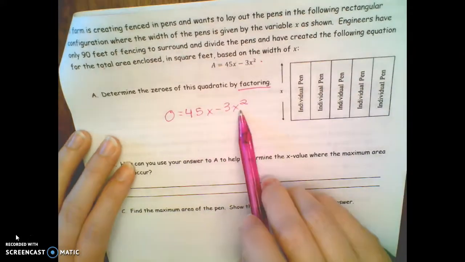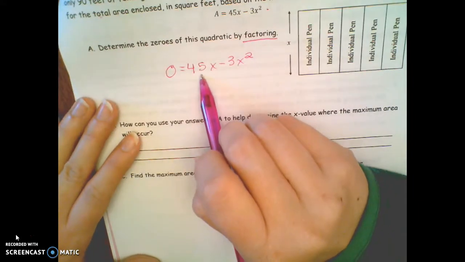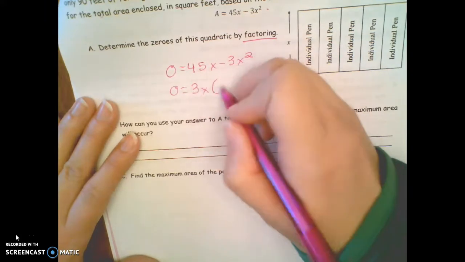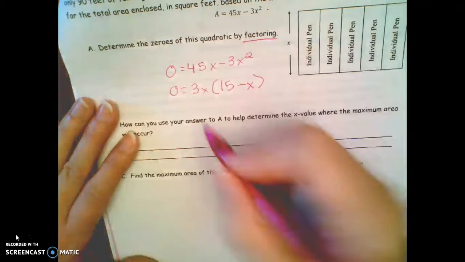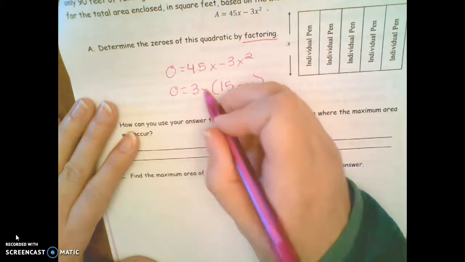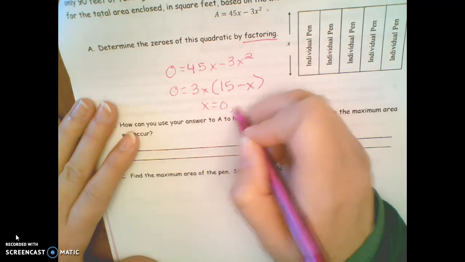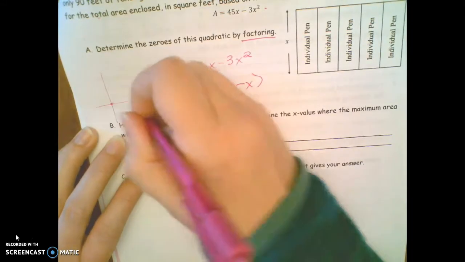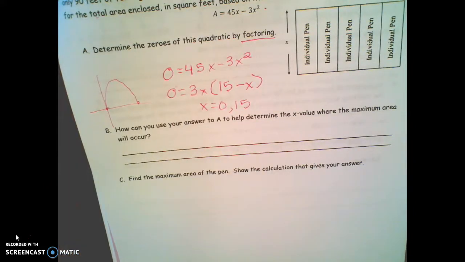So in this case, it looks like we're going to just take the GCF, which is 3x. So 0 equals 3x. This divided by 3x is 15. That divided by 3x is just x. So if this equals 0, then x equals 0. If this equals 0, then it's 15. So it's going to be x equals 0 and 15. So if we're kind of picturing it, this is going to be 0, this is going to be 15. It's going to go like that in between.